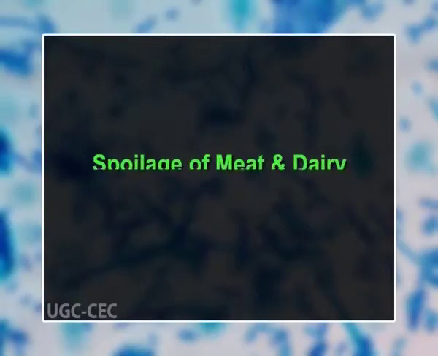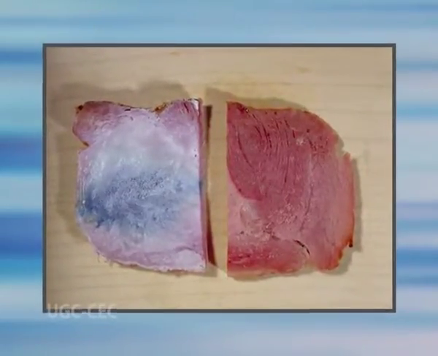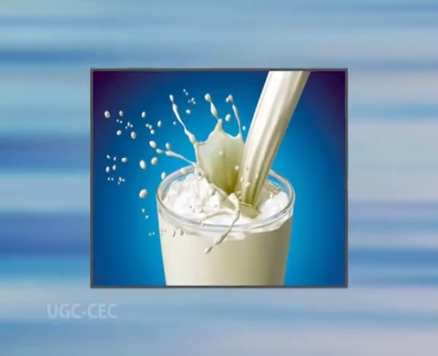Now coming to spoilage of meat and dairy products. Meat and dairy products, with their high nutritional value and the presence of easily usable carbohydrates, fats and proteins, provide ideal environments for microbial spoilage. Proteolysis and putrefaction are typical results of microbial spoilage of such high-protein materials.